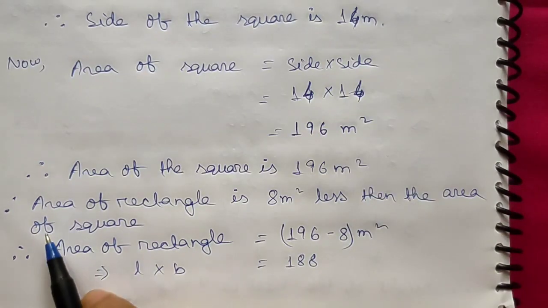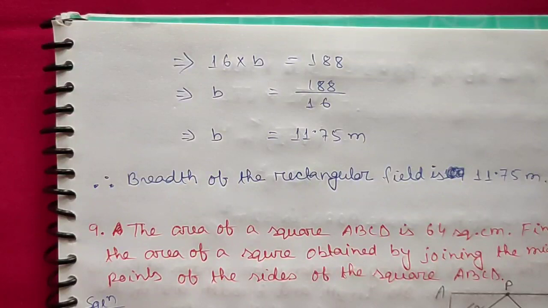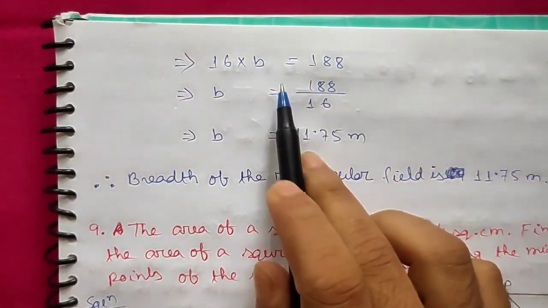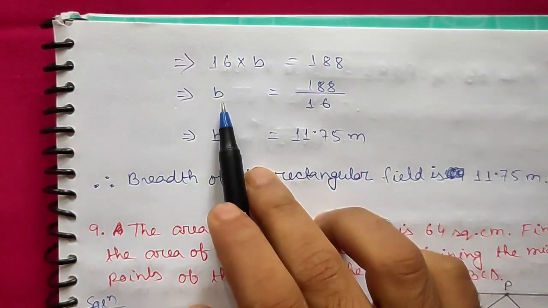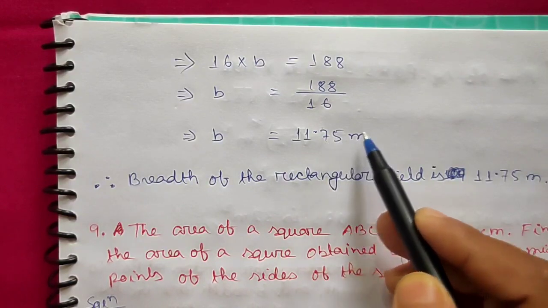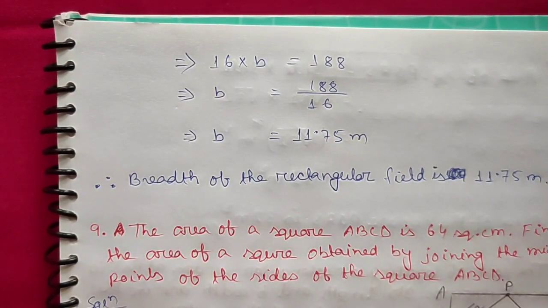Now since the area of the rectangle is 8 meter square less than the area of the square, the area of the rectangle will be 196 minus 8 meter square. Therefore, length into breadth will be 188. Okay, so length was 16 meter, and breadth we have to find. So 16 into breadth equal to 188. So breadth equal to 188 divided by 16. So breadth equal to 11.75 meter. Therefore, the breadth of the rectangular field is 11.75 meter. Okay.